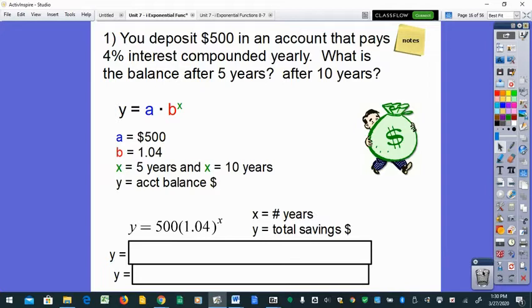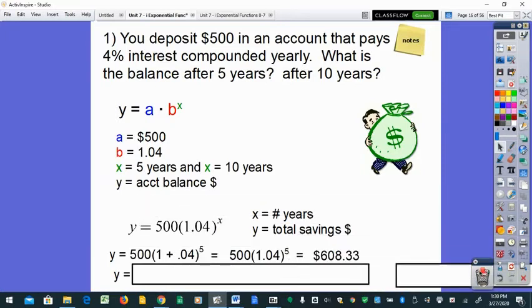We started with $500, and then we are going to take that $500 with 4% for each year that goes by. So let's do it with 5 years. Just kind of showing you where that 1.04 comes from. The book likes to do this a lot, so I just want you to understand where it came from.